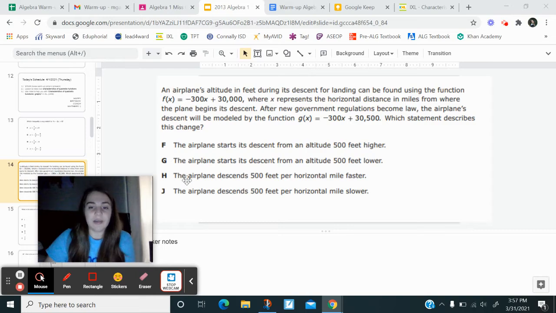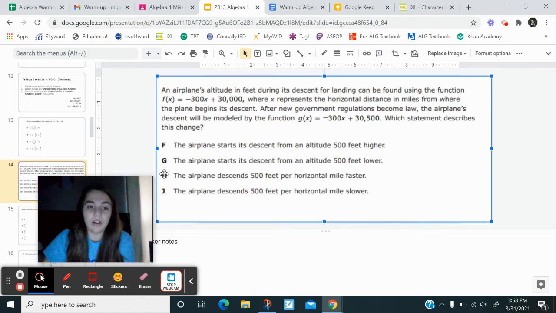H and J are talking about the slope. It says the airplane descends 500 feet per mile faster or 500 feet per mile slower. This is talking about the slope, how fast the plane is descending. In both of our functions, it's descending 300, whatever the unit, but it's descending 300. So these are wrong because the slope is not changing.